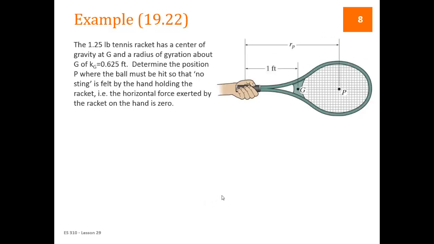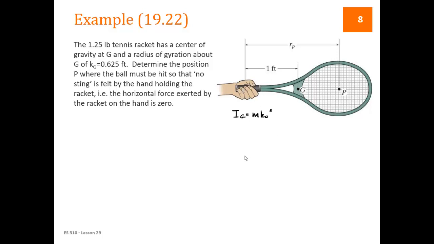In this example, we have a tennis racket. We're given the weight of the tennis racket, and it has a center of gravity at G. And its kG is 0.625, so Ig is equal to mass times kG squared, just as a reminder. All right, and then we have, supposedly, there's a sweet spot on this tennis racket, point P, where if the ball hits that sweet spot, you will not feel it in your hand. There's no sting felt in your hand.